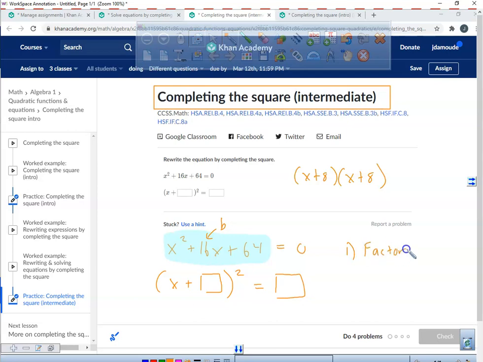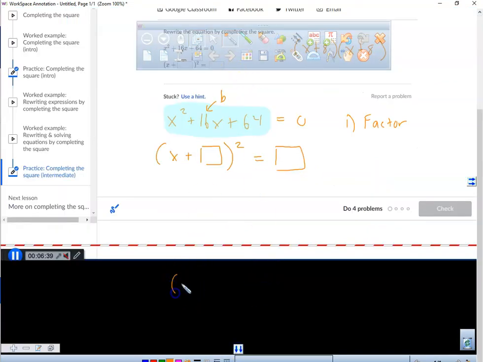In this one, the first thing we need to do is factor this. So right underneath, I'm going to put, ready? x plus 8 times x plus 8 equals 0. Now, what is x? Right. So this right here becomes x plus 8 squared equals 0. So the number that I'm going to put right here is an 8, and the number I'm going to put right here is a 0 for mine.